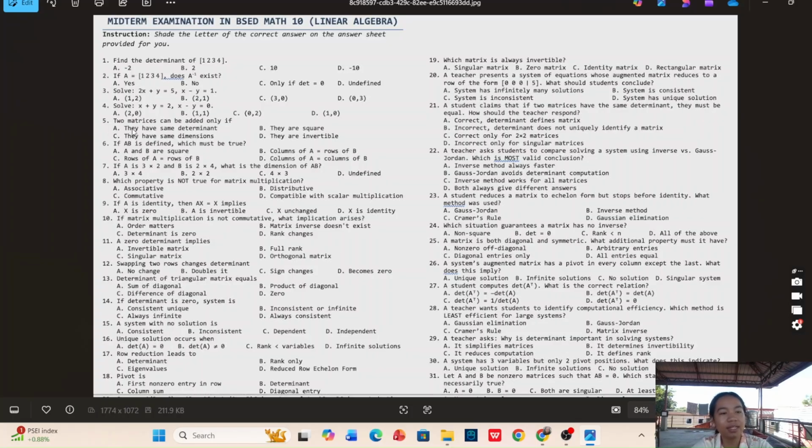Number 5 question. Two matrices can be added only if... The correct answer for number 5 is letter C. This is because matrix addition requires matrices to have the same dimensions so that corresponding elements can be added.